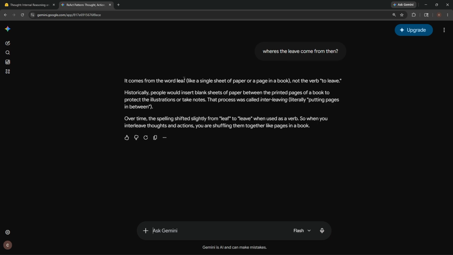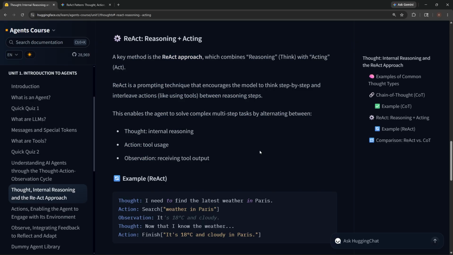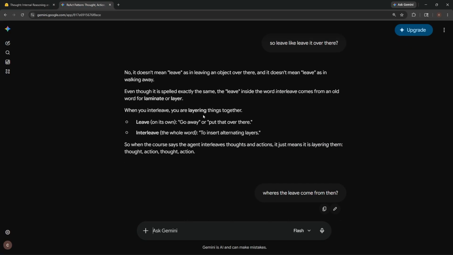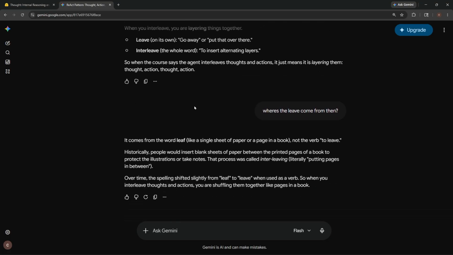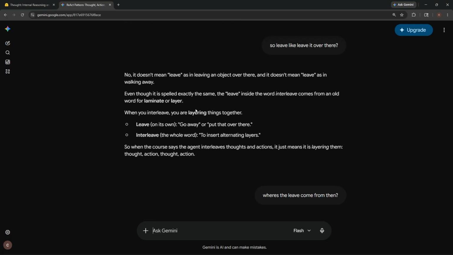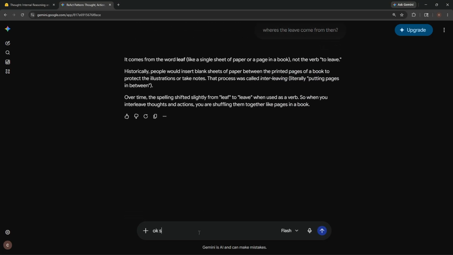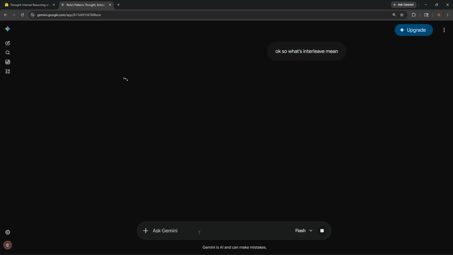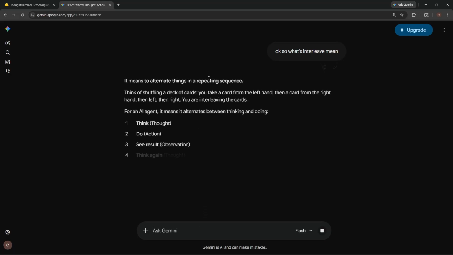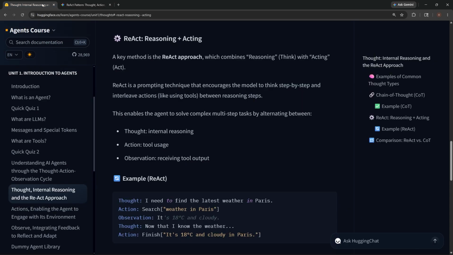Whatever. That's how you get results from an AI. You keep getting confused. Okay, so what's interleave mean? Alternate things in a repeating sequence. All right, so that's what they mean here.